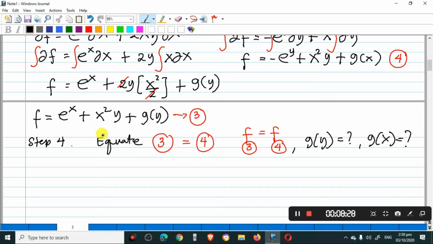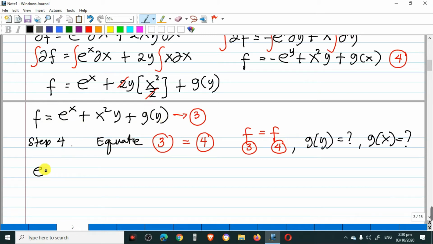So, let us proceed. Our equation number 3 is this. Okay? Equation number 3 is e raised to x plus x squared y plus g(y). And this is equal to, sa right side naman, is equation number 4, which is this one. This is negative e raised to y plus x squared y plus g(x). Okay? Plus g(x).